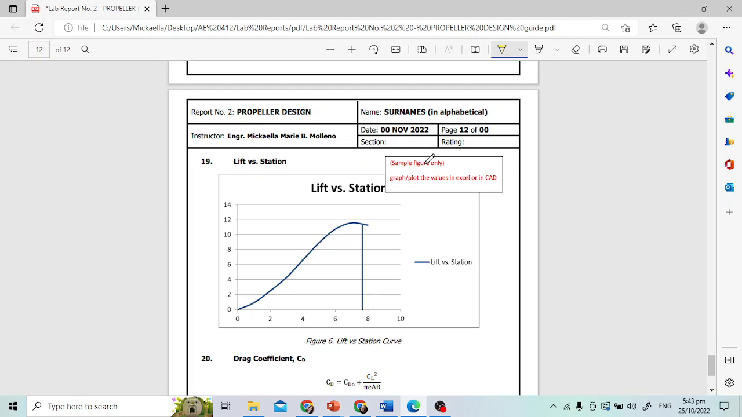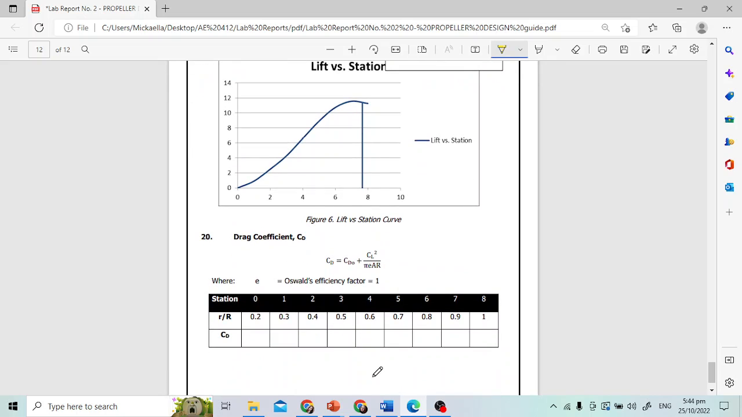Yung mga nalilito sa pagpa-plot ng values, I would just like to see the relationship. Okay? So, clearly, magmumukha yung curves, probably, depending sa values ninyo. But I would just like to see the relationship between lift and station. Lift with regards to our station through a graph. Our last part is the drag coefficient, which is CD.